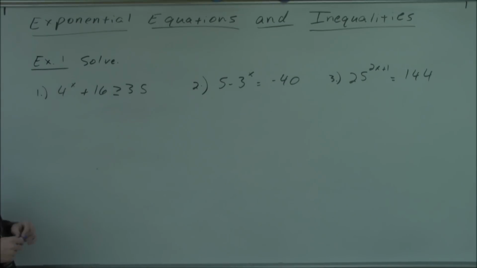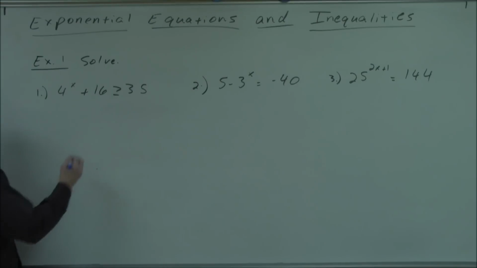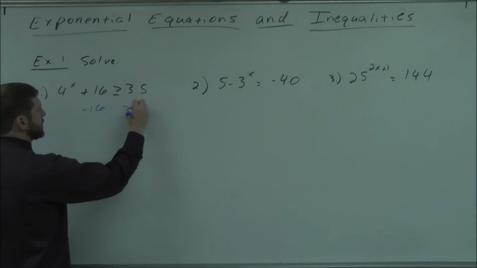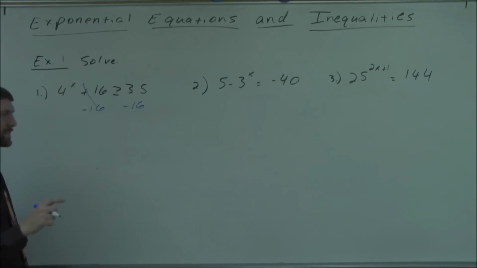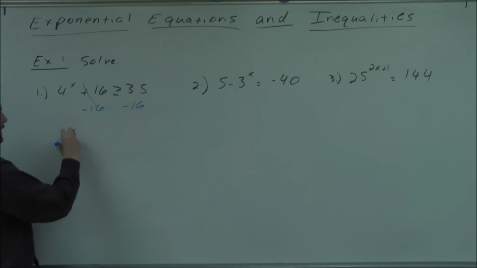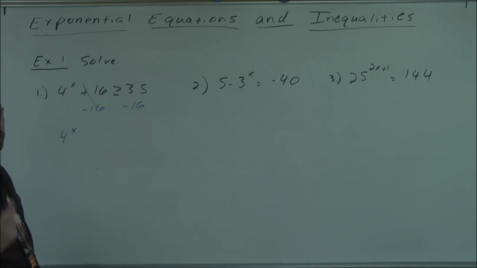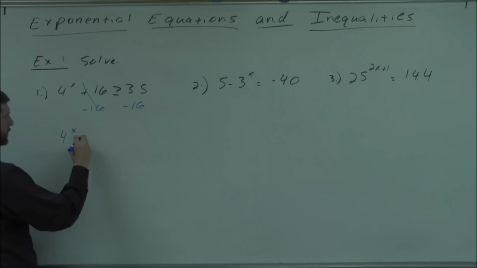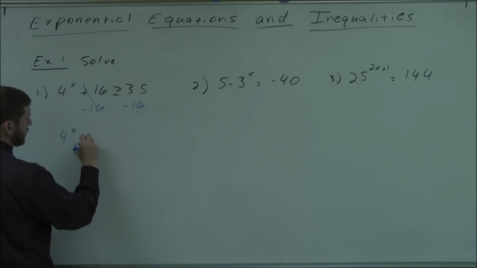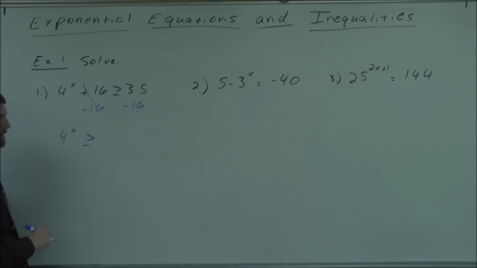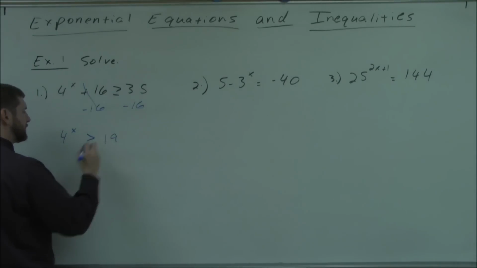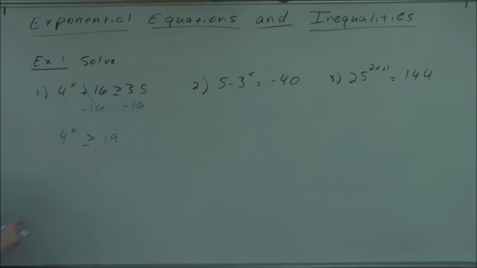Okay, let's look at this first one, see how you did. Remember, we're going to isolate the exponential term first, so that means move our 16. The fact that it's an inequality does not impact anything other than if I was to multiply or divide both sides by a negative, then we would flip the inequality. But for right now, it has no impact on subtracting that 16. 35 minus 16 is 19, I believe.